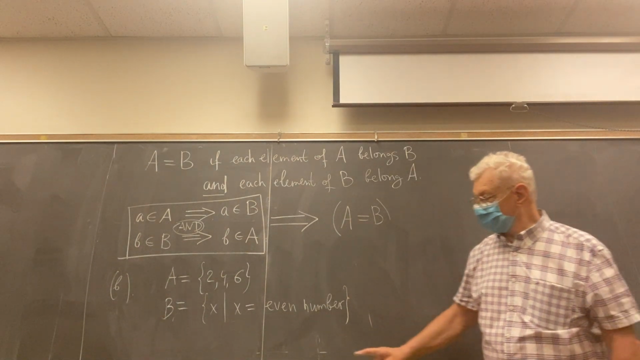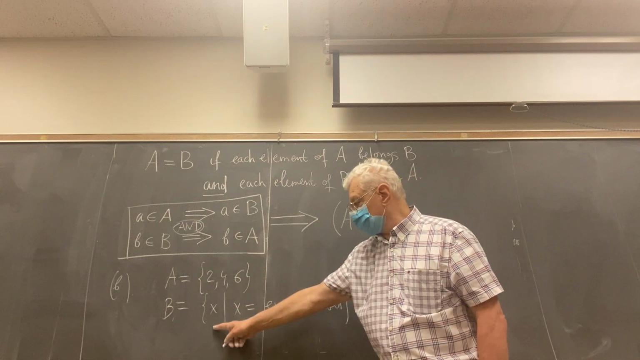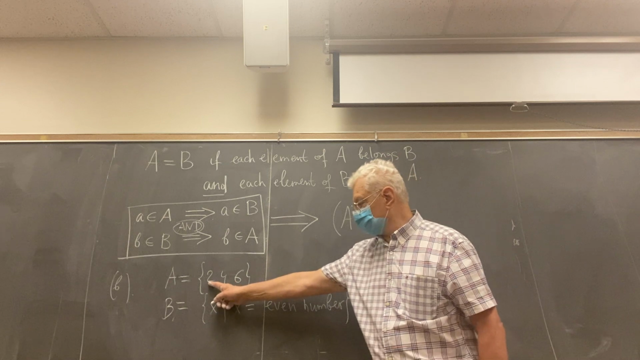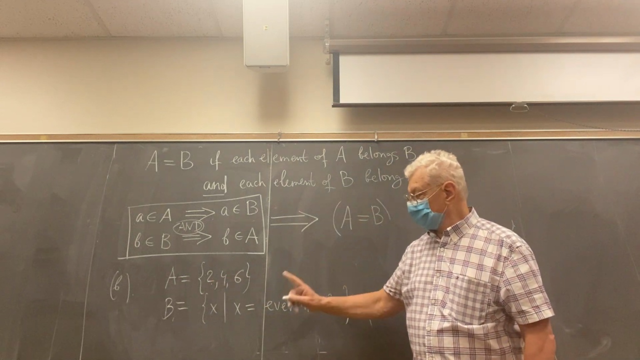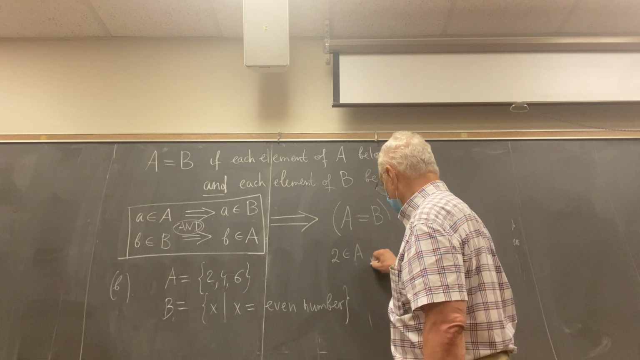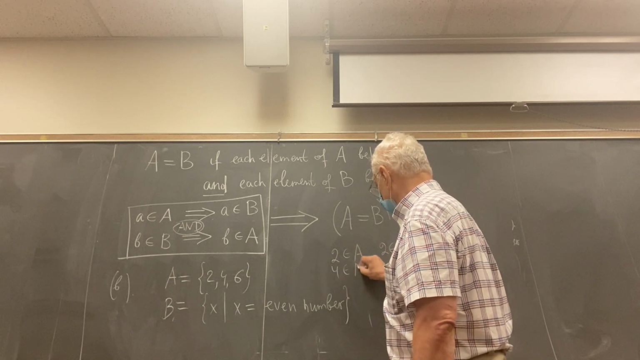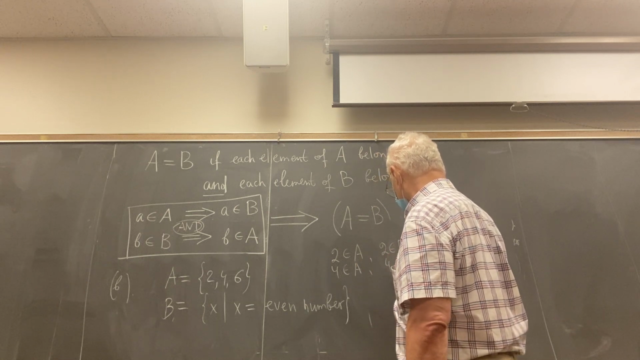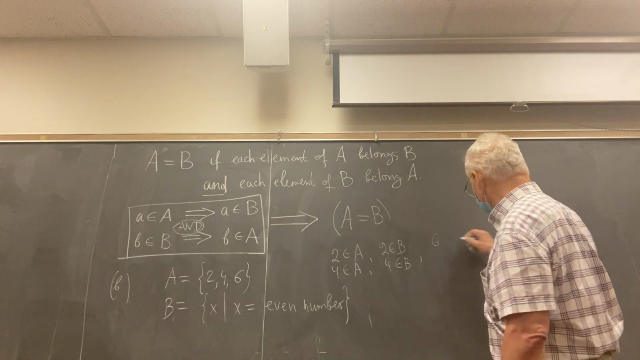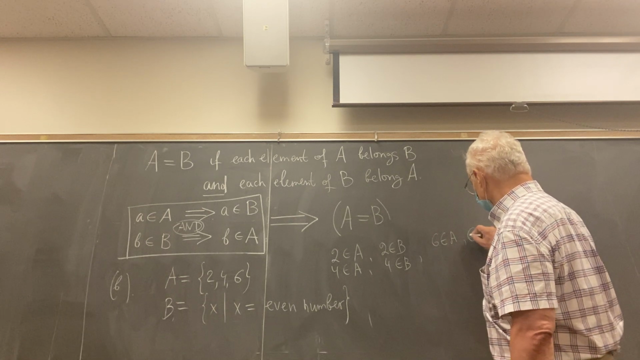Okay, let's look. 2 from A. Does it belong to B? What is X's even number? Yes, 2 is even. So 2 belongs to A, 2 belongs to B. So far so good. Now 4 belongs to A, 4 belongs to B. Good. And the same for 6: 6 belongs to A, 6 belongs to B.